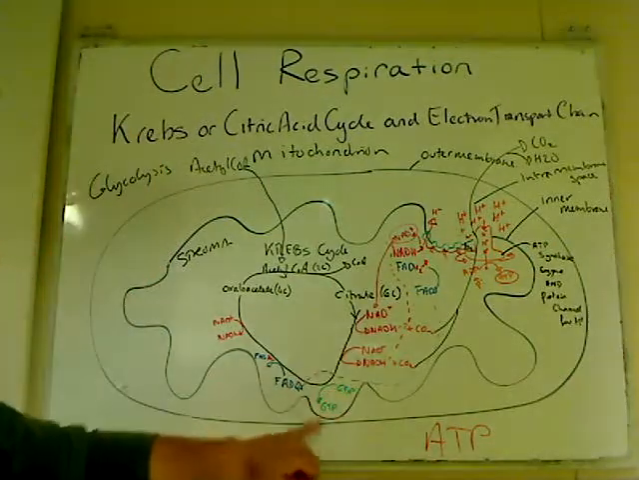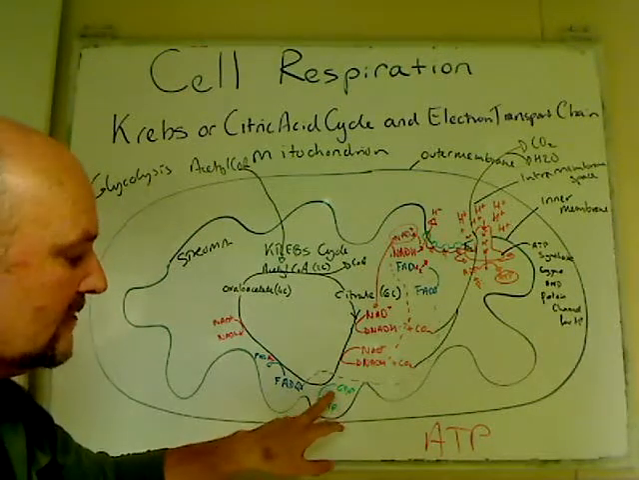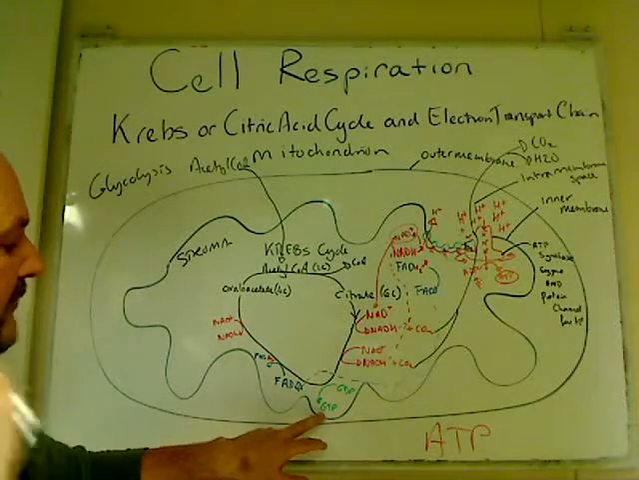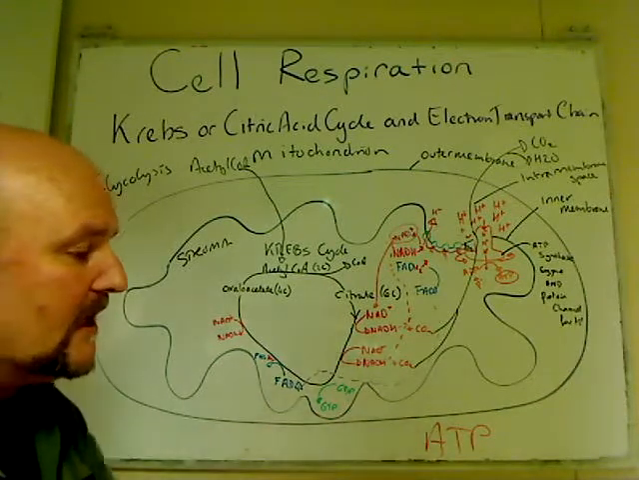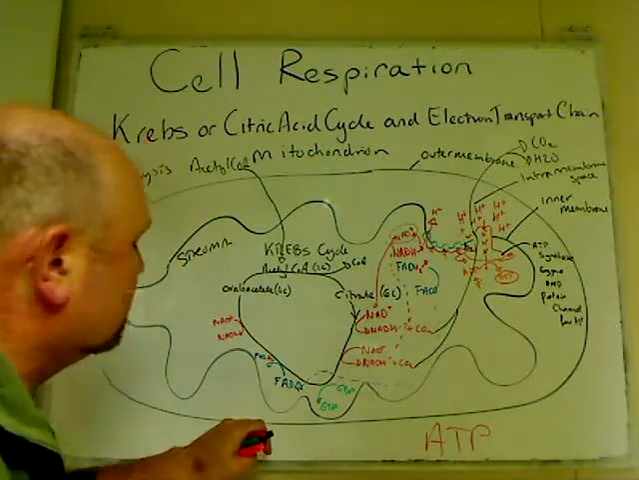As we come around, we actually have a little bit of alternative energy produced, because this is guanine diphosphate, having an inorganic phosphate added to make GTP, which can act in a similar way to ATP. That's just an aside, you don't need to know that for this course.